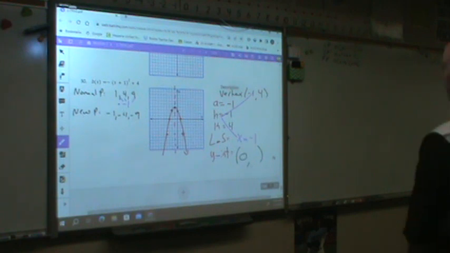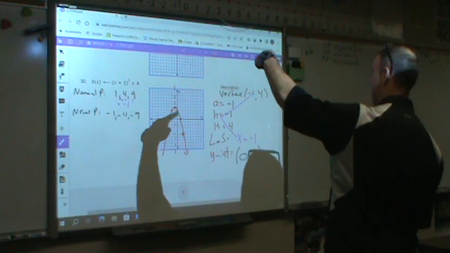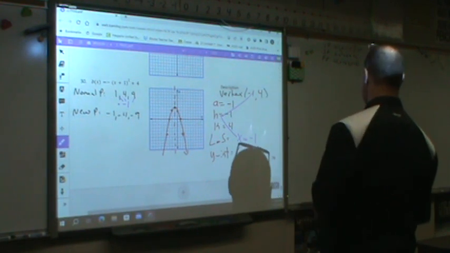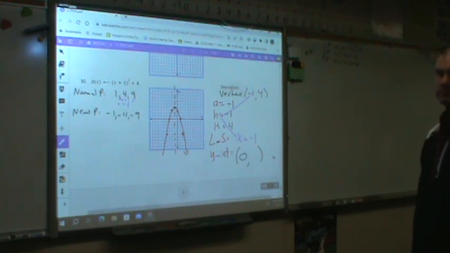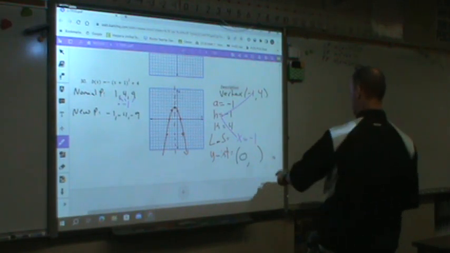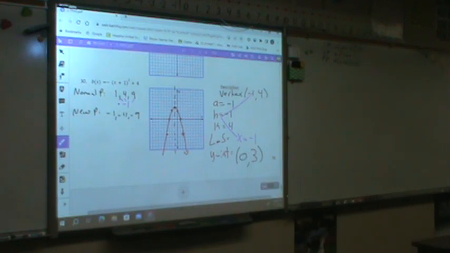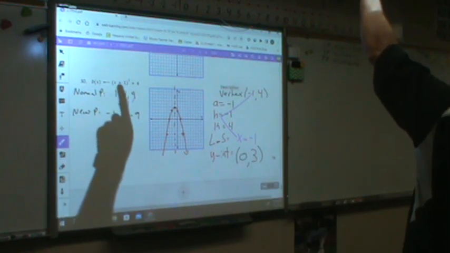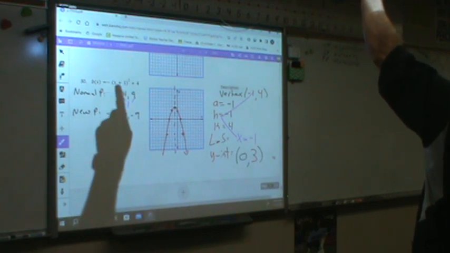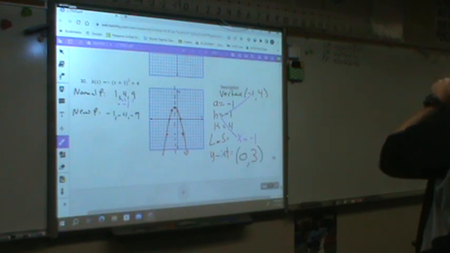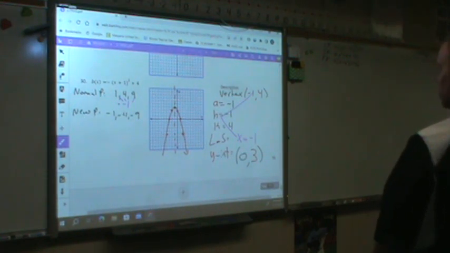Do you see the y-intercept? What is it? 0 and 3. You see it from the graph. We can plug it in. Okay? 0 plus 1 is 1. 1 squared is 1. 1 times -1 is -1. -1 plus 4 is +3. So, again, just doing that. Make sure you finish the other 3.